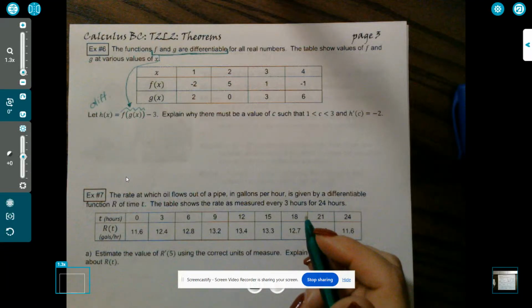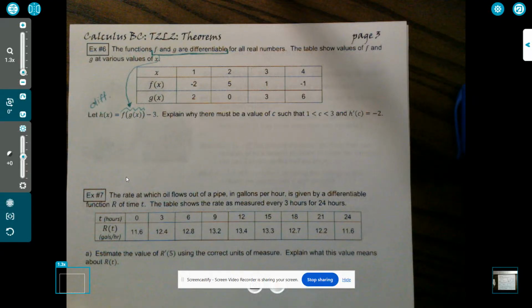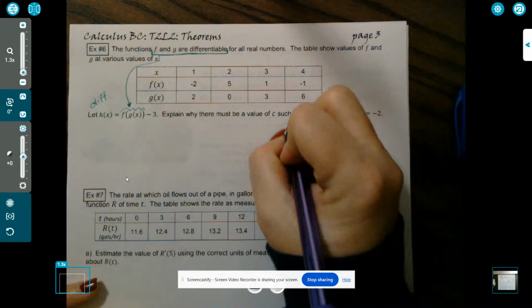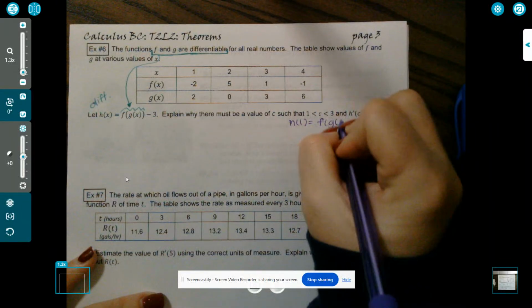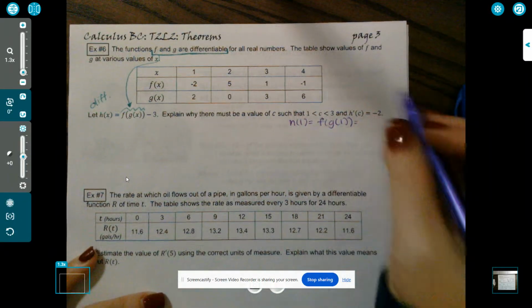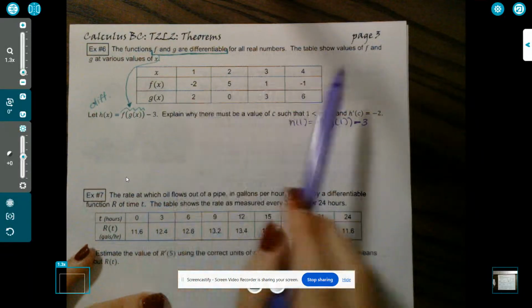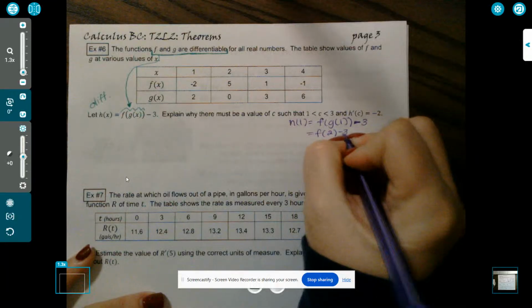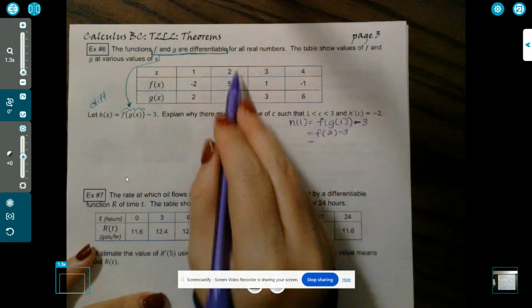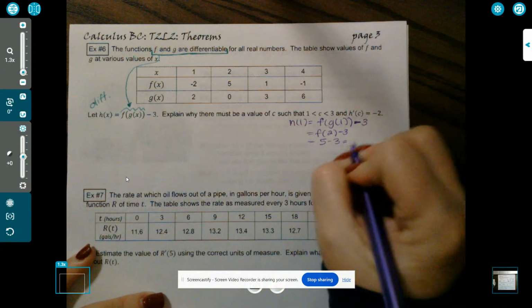Explain why there must be a value of c such that c is between 1 and 3 and h prime of c equals -2. Well, let's see what we've got. We're going to check h of 1 first. So h of 1 would be f of g of 1, and then minus 3. So g of 1 is 2, so that's f of 2. F of 2 is 5, and 5 minus 3 is 2.